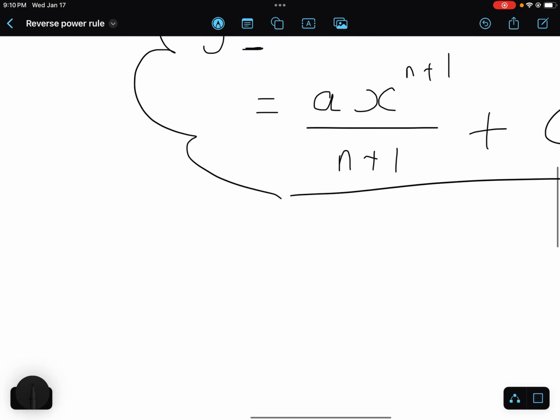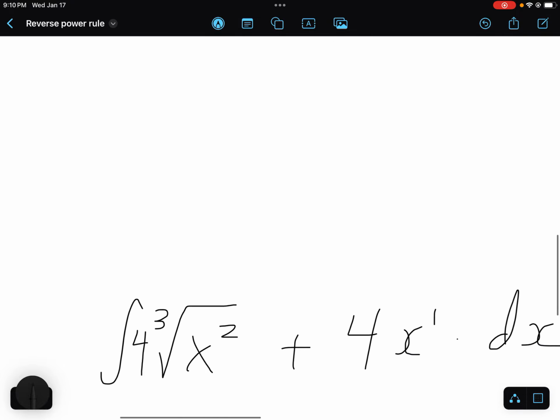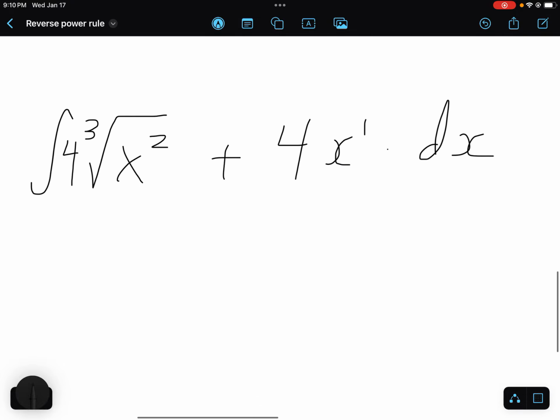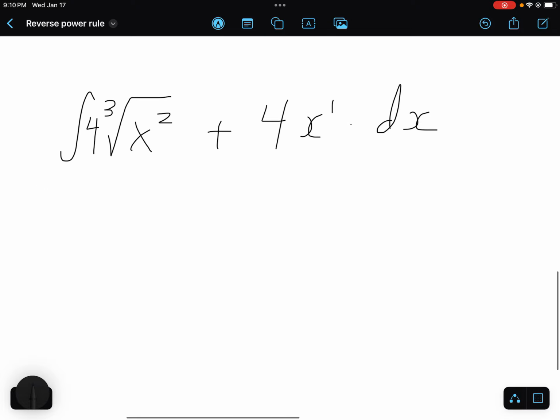Let's look at a slightly harder example, then we'll get to the main video, which I will link to in the assignment description. So this problem, you'll notice right away, has two terms, and they're being added. So we can really treat this like two separate problems. One part is easy, one part is not as much. 4x to the first power is pretty easy. Hopefully you can see that that would become 2x squared because of just the power rule.